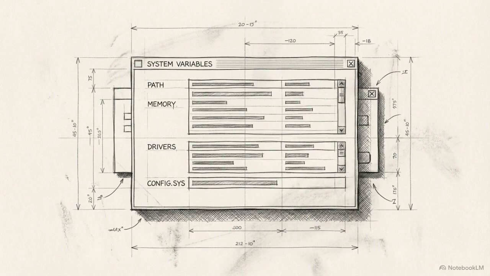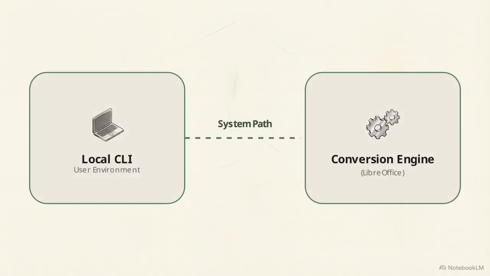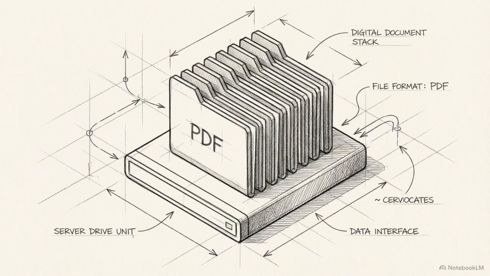If you are running Windows and the conversion fails, you need to check these settings. You must add a system path pointing directly to your local LibreOffice program directory. Mapping that specific system path ensures the CLI can successfully trigger the background conversion engine whenever it encounters a non-PDF file. Consolidating file format conversion into a single command eliminates the need to write custom Python scripts to standardize your messy corporate data silos.